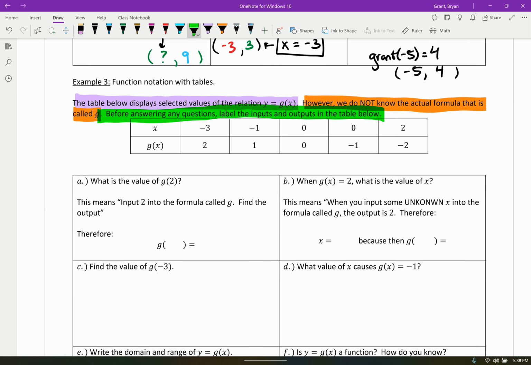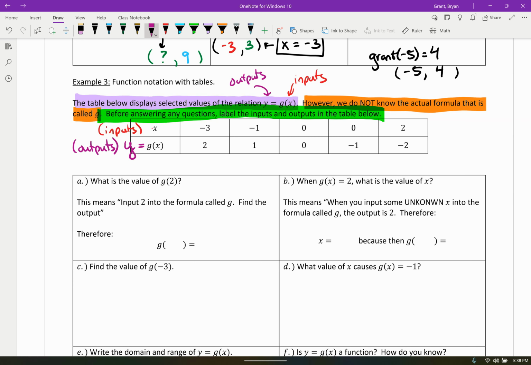So let's break this down. The idea behind this is that we have some function where the y's are going to be the outputs and the x's are going to be the inputs. So there's a few things to get out of here. The x's, of course, are the inputs. So they asked us to label this. Let's do that right now. The x's are the inputs. We also need to realize that instead of calling our formula g of x, we can certainly call it y, which makes the second row the outputs.